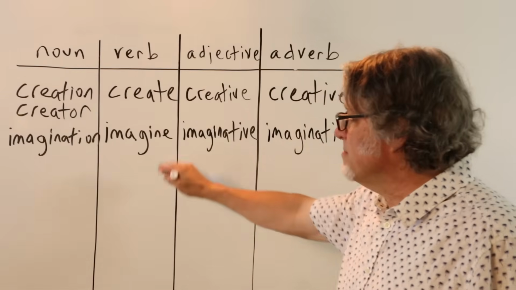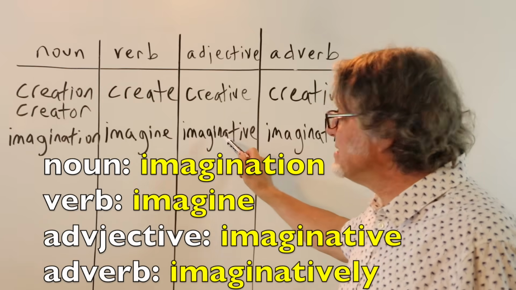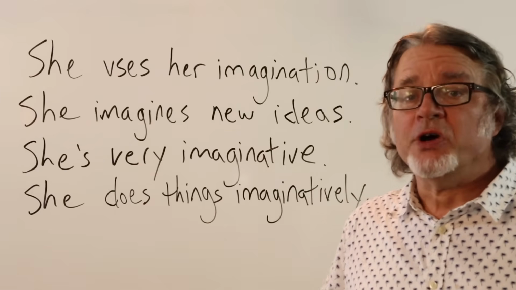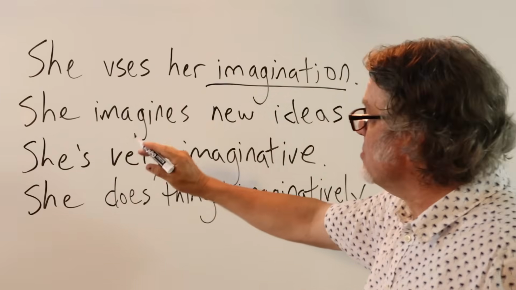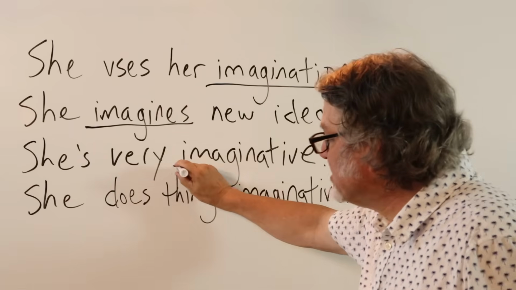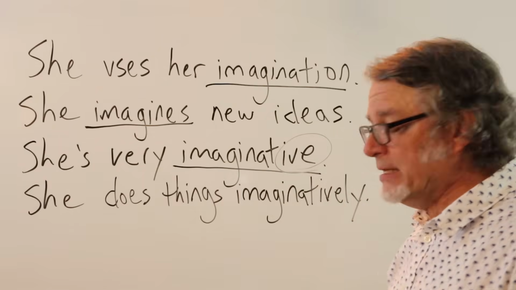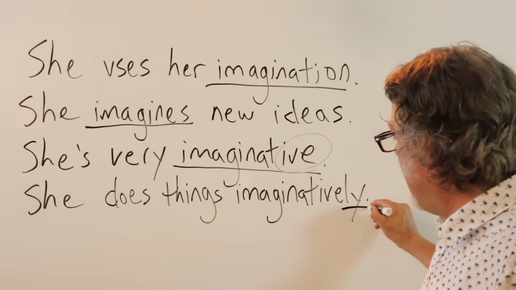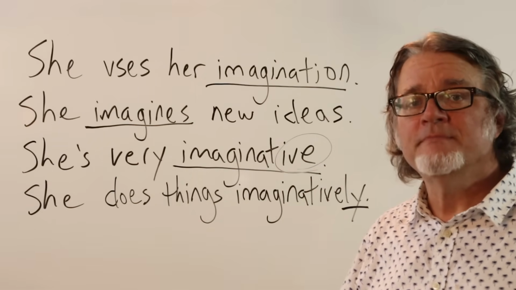So a simple word like imagine can become imagination, imaginative, or imaginatively. She uses her imagination. Here's the noun. She imagines new ideas. Here's the verb. She's very imaginative. This is the adjective. Notice the IVE ending. She does things imaginatively. Add ly to imaginative to form the adverb. Imaginatively.